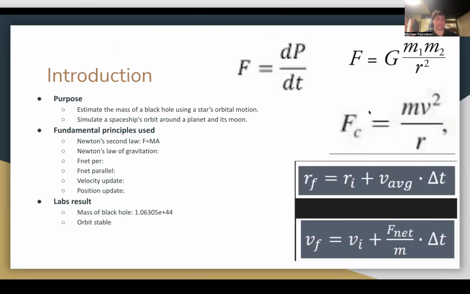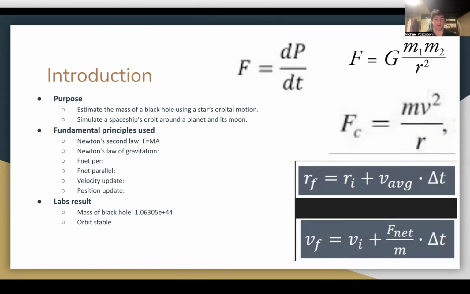Introduction. The purpose of this lab is to estimate the mass of a black hole using a star's orbital motion, as well as simulate a spacecraft's orbit around a planet and its moon. Fundamental principles we used are Newton's second law, force equals mass times acceleration, Newton's law of gravitation, as you can see in the top right, F net perpendicular and F net parallel, and the velocity and position update formulas, as you can see in the bottom right.